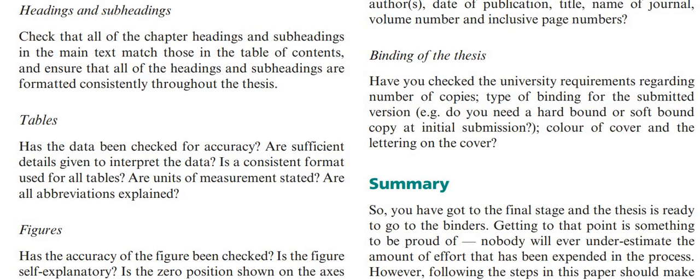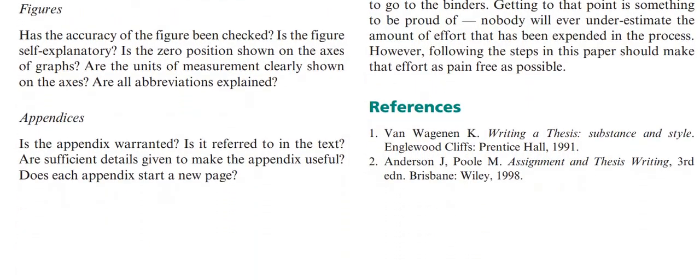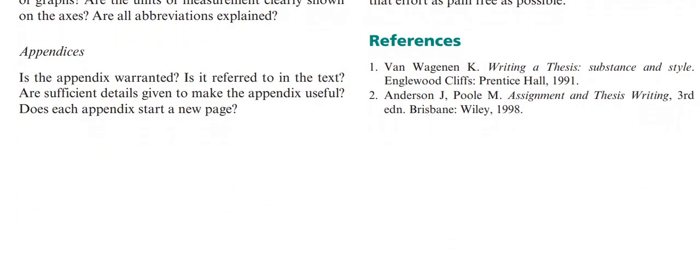So, summary. You have got to the final stage and the thesis is ready to go for binding. Getting to that point is something to be proud of. Nobody will ever underestimate the amount of effort that has been expended in the process. However, following the steps in this paper should make the effort as pain-free as possible. So this is very important advice on reference styles: you have to follow the American Chemical Society style, or ACS style.